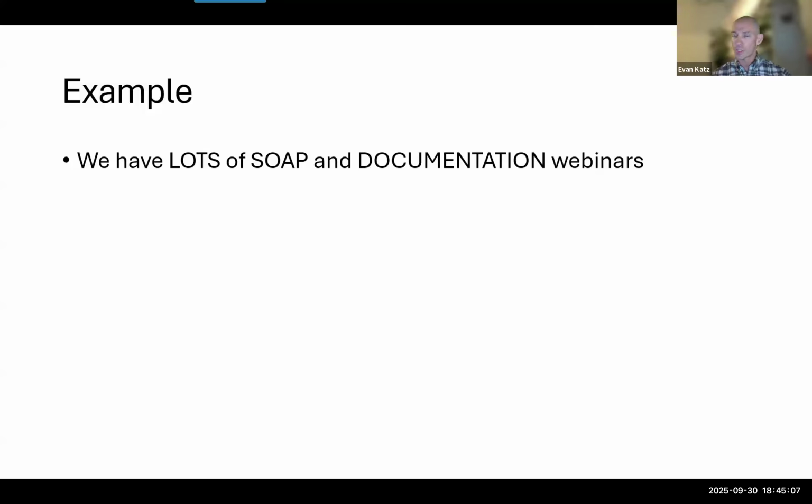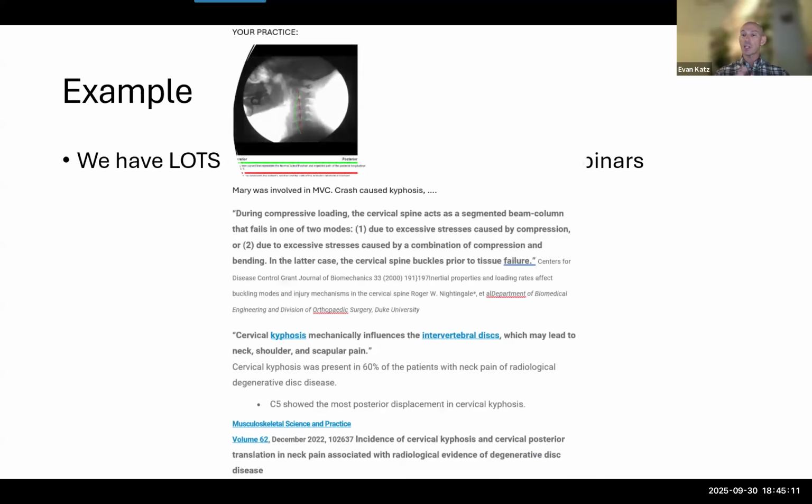So here's a quick SOAP example. And again, we have lots of SOAP and documentation webinars. We're not going to go over all this, but let's just say it was like this. On that same day of the SOAP, I copy and pasted, I took a picture of their neck with the measurements. I already have the full report, which I can talk about, but now I'm talking about certain aspects of it. Mary was involved in a crash. Crashes cause buckling. Boom. Here it is right here. Centers for Disease Control and the Department of Biomedical Cervical Engineering. Hey, cervical kyphosis mechanically influences the discs, from the Journal of Musculoskeletal Sciences. That's now part of my notes.